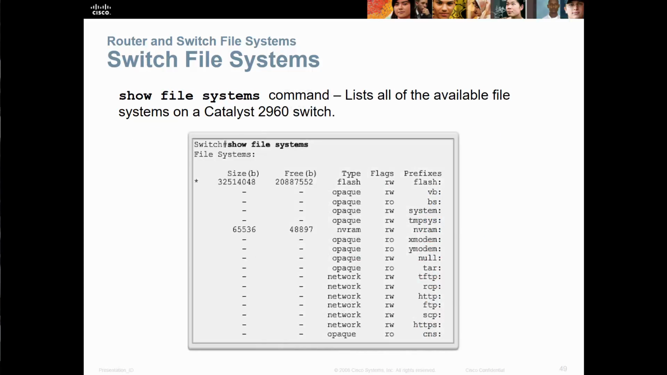If we do show file system, this should be, again, very similar, but this is done on a Cisco switch instead of a router. But again, you're going to show the default storage device. You're going to show the permissions, read write, read only. And again, you're going to see available size versus free.